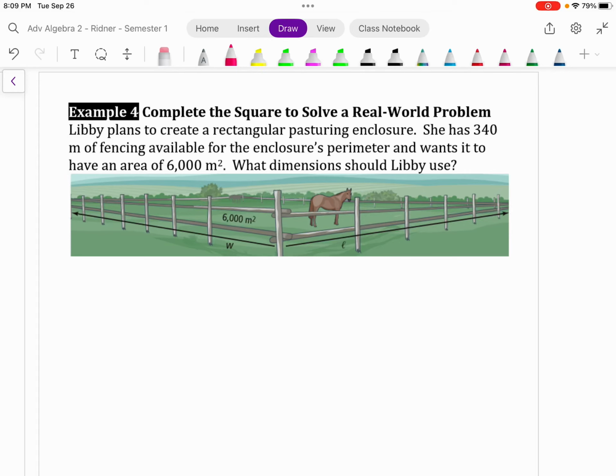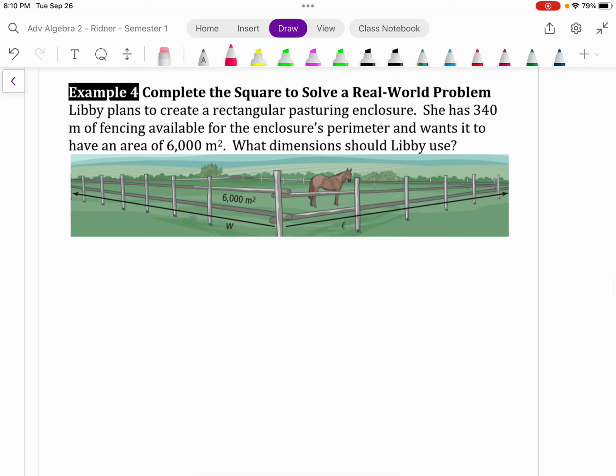So how can we use this to solve a real world problem? Okay, so we're going to plan to create a rectangular pasturing enclosure. Libby has 340 meters of fencing available for the enclosure's perimeter and wants to have an area of 6,000 meters squared. So what dimensions should Libby use?